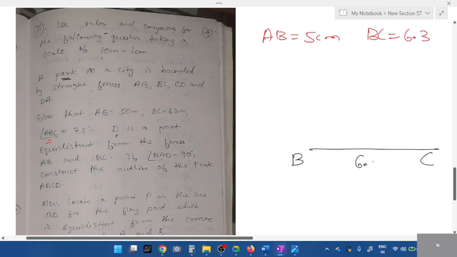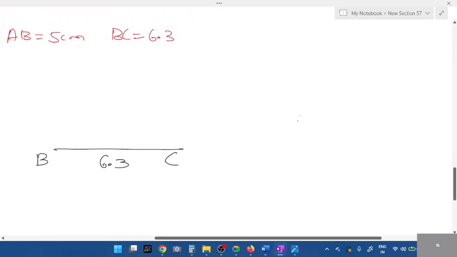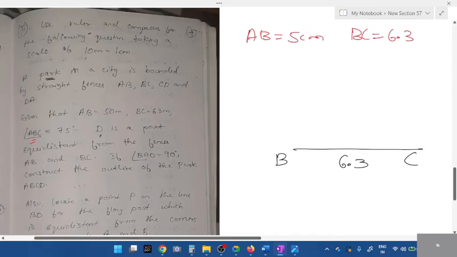BC 6.3 students. Next, AB. What's the degree I need to write? What's the angle? 75. How do you construct 75, students? 75 lies in between which ones? 60 and 90. You need to draw 60 and 90 for 75. I'll construct and show you. Look here, 75. Draw 60 degrees, 120, 90. So your 75 is somewhere here.